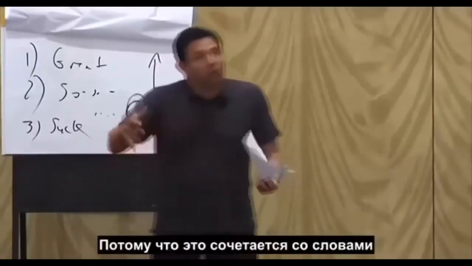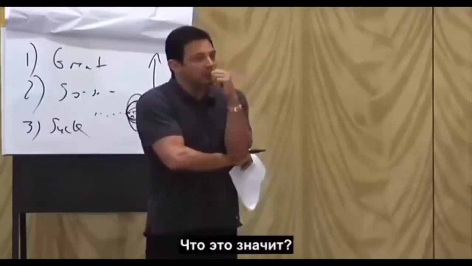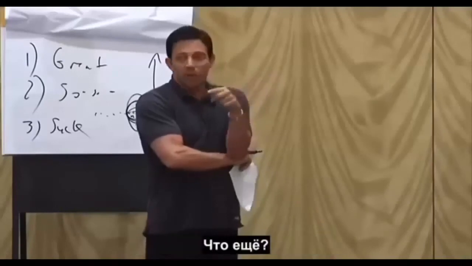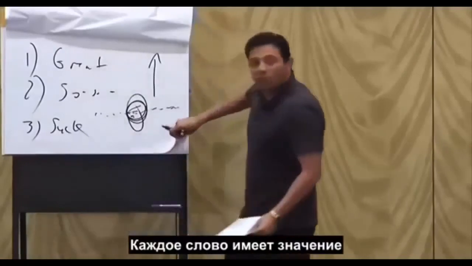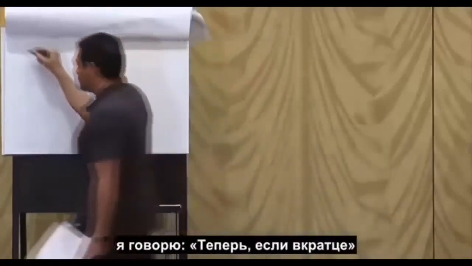Now, real quick. And when I say now real quick, I speak quickly. Why? Because it's congruent with the words. I wouldn't say it slowly. Now real quick, bam. Why am I saying now real quick? What does that really mean? Now I'm going to tell you about my program. Bingo. Important. Now let's talk about this. Every word matters. Why is that in there? Now real quick. I could say now real slowly, or now let me take this slowly. I could have written that. I didn't. There's a reason why. I say now real quick.